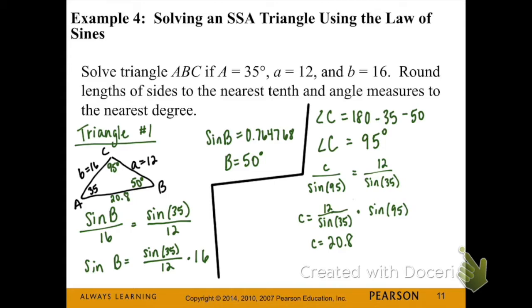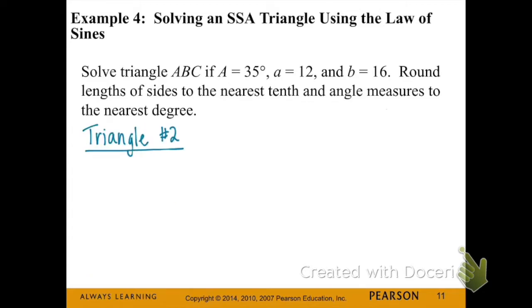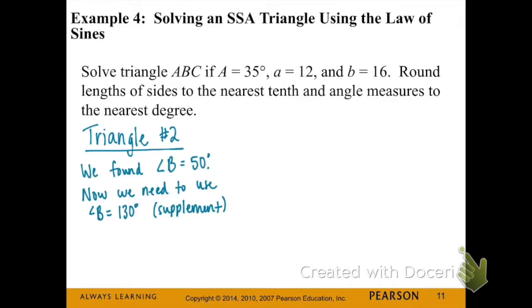So we get little c is 20.8, and that is going to finish out our first triangle. Okay, now to solve for triangle number 2.